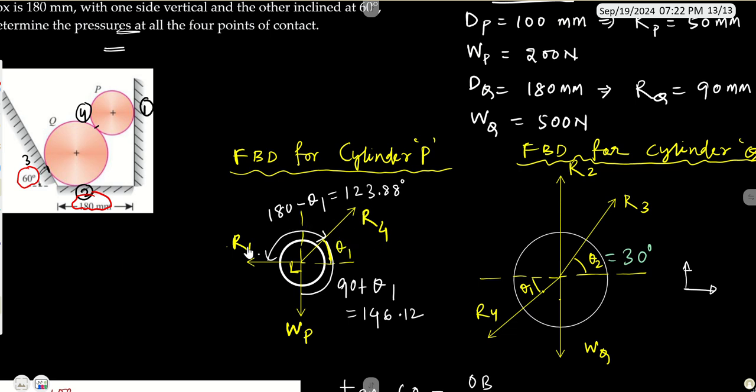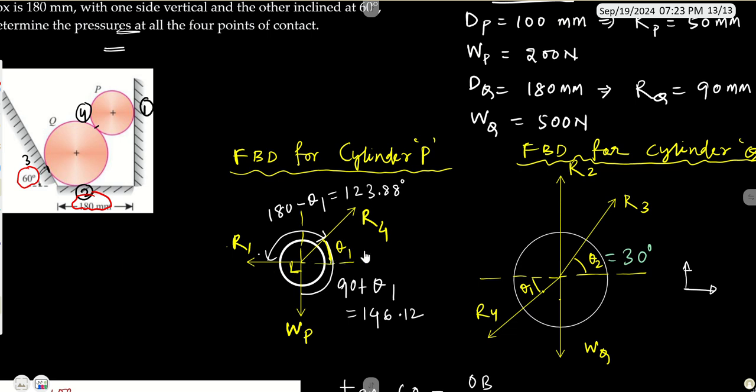For finding all these unknowns, we need to find out all these angles, right? If I say this is theta 1, then the total angle between WP and R4 will be 90 plus theta 1. After calculating the value of theta 1, we will be able to find out the value of this, so we will be looking into that. Then this is theta 1 and this total angle we know is 180, so 180 minus theta 1 will be the angle between R1 and R4, right?